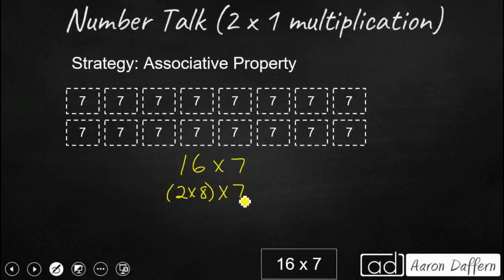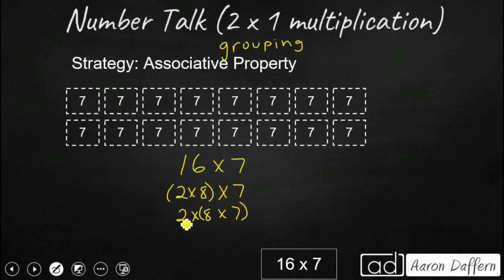So I can put these into different groups, and I can say instead of 2 times 8 times 7, keeping the 2 and 8 together, I'm just going to shift my parentheses. Watch this. Two groups of 8 times 7. The associative property lets me change the groups of my factors. It's the grouping property. It also works with addition if you have 3 or more addends. With multiplication, it works with 3 or more factors.